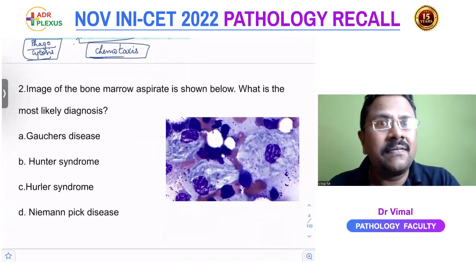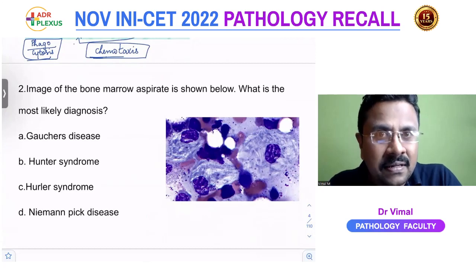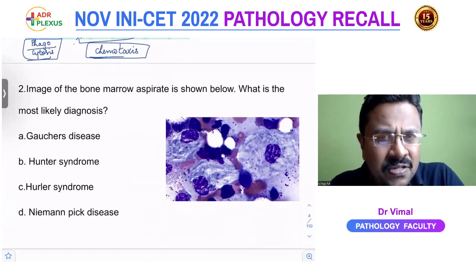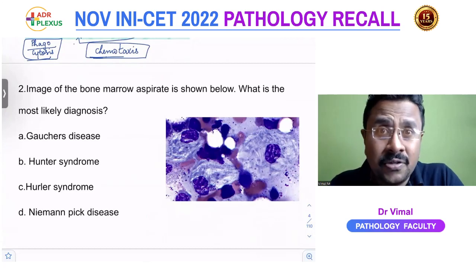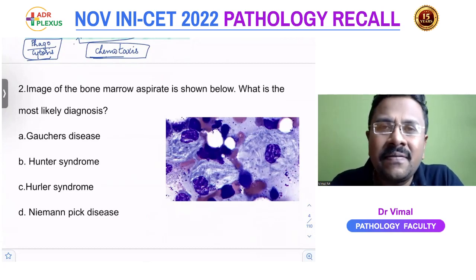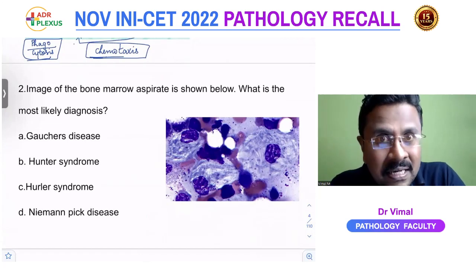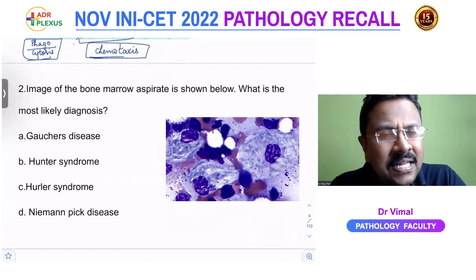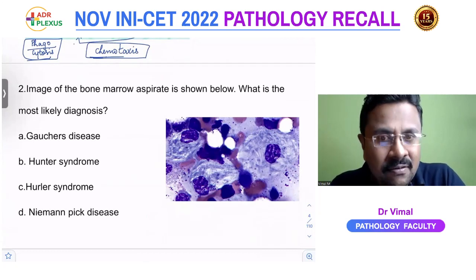This is a very well repeated question. The image of a bone marrow aspirate was given, with a child having splenomegaly, bone marrow involvement and bony pains. This is a very classical image, and almost every one of you will be familiar with it. Last NEET exam and this INICET also repeatedly asked the same kind of image and the same kind of question.